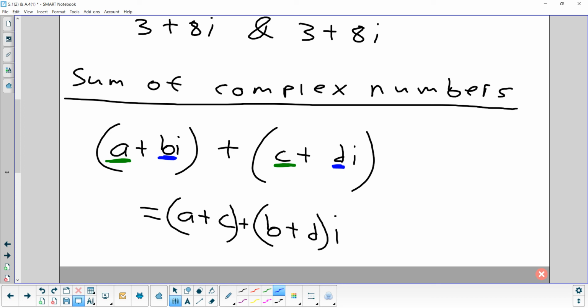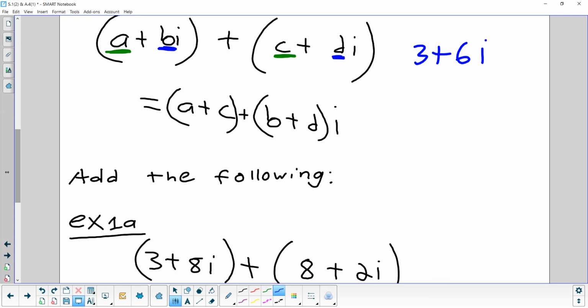You can't combine real and imaginary parts together. So if you have this, you can't say that that's like 9 something. You can't add the 3 and the 6 there, because the 3 is real and the 6 is imaginary. Okay, but you can add real parts to real parts and imaginary to imaginary.